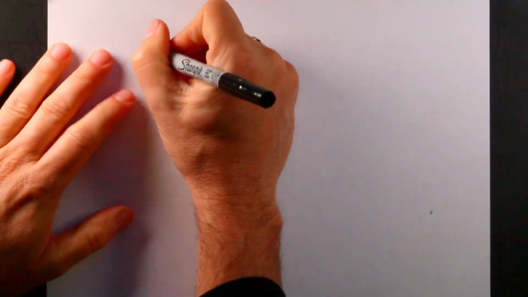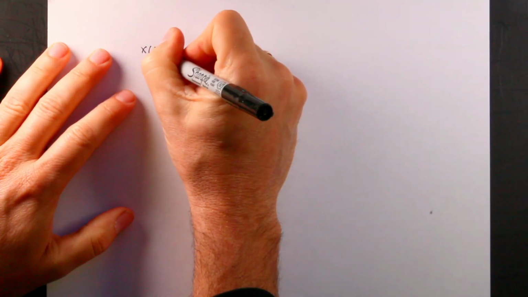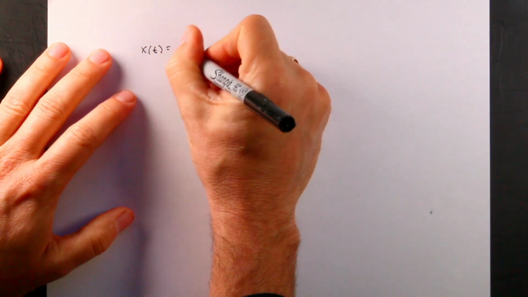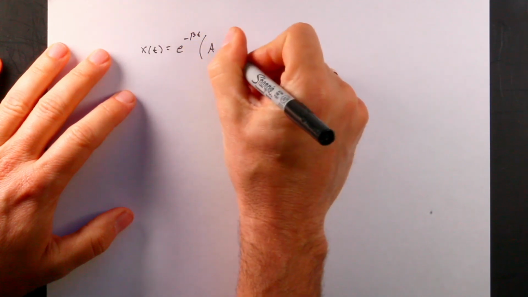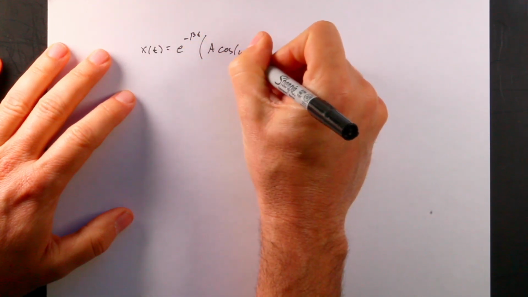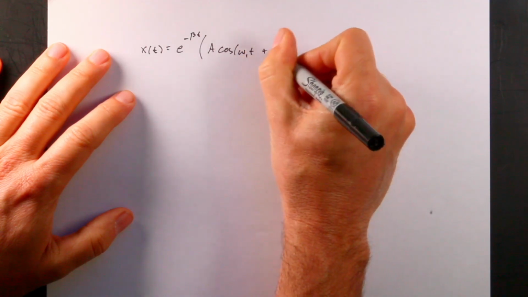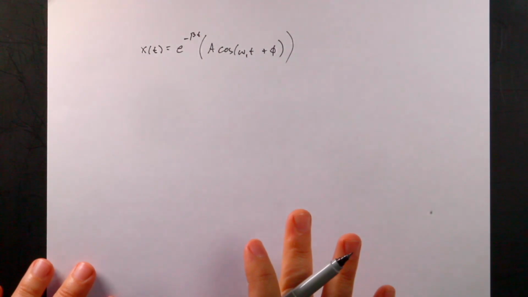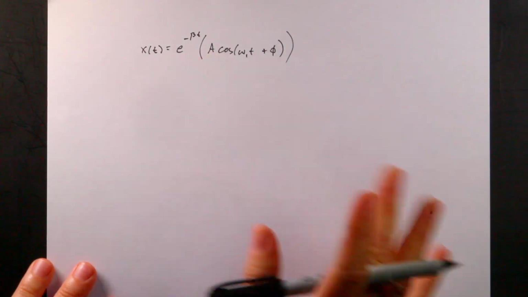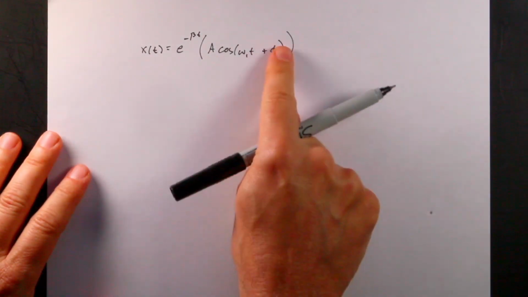So let's write out that function again, just so we can be clear. We do have a little bit of work to do. It's fine. Work is good. Okay, so x as a function of t is going to be e to the negative beta t times A cosine omega 1 t plus phi. And so phi is the phase, A is some parameter. Not necessarily the amplitude, don't say that's the amplitude. No, it's not, because of the phi.